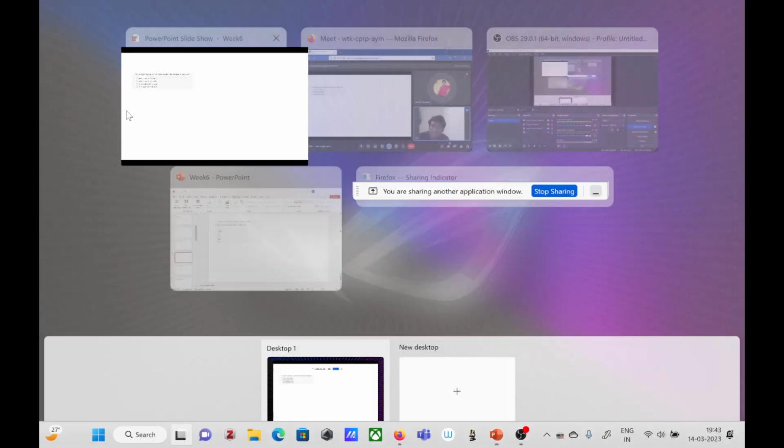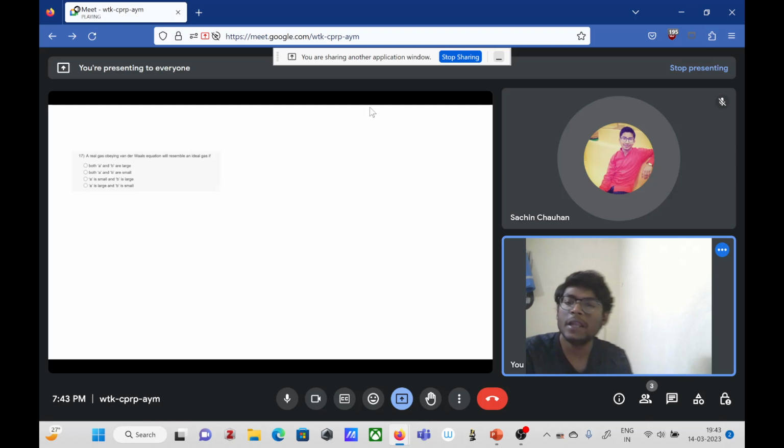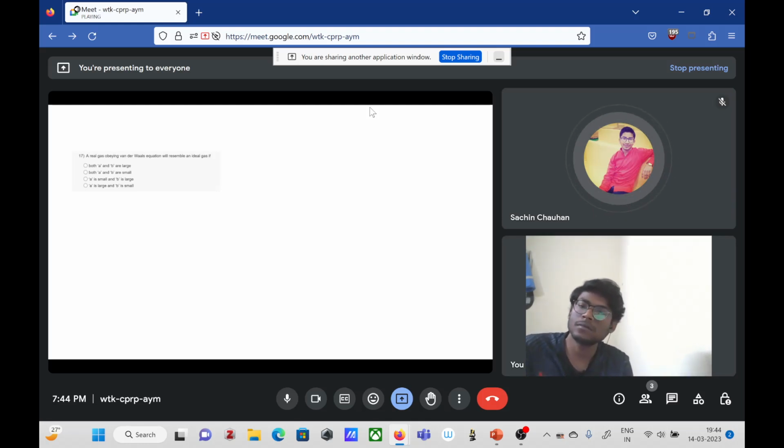Okay. This next one, Sachin, is very simple. A real gas obeying the van der Waals equation will resemble an ideal gas if: option A, both a and b are large; option B, both a and b are small; option C, a is small but b is large; option D, a is large but b is small. Sachin, tell me the answer. Option A.